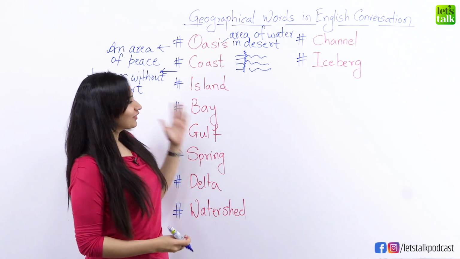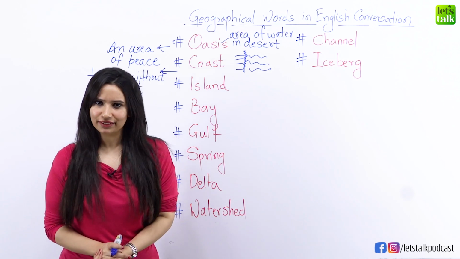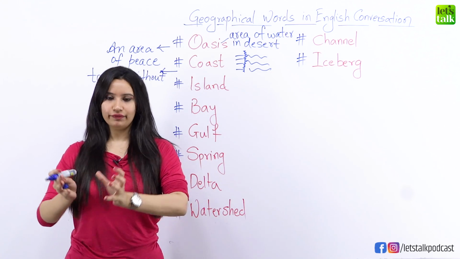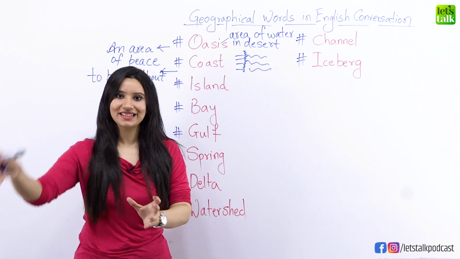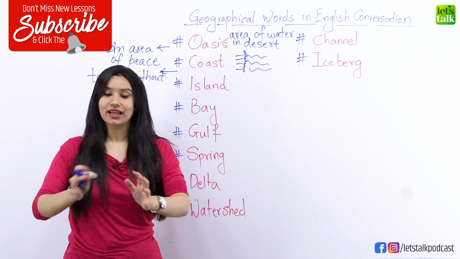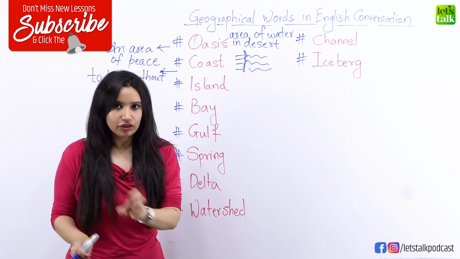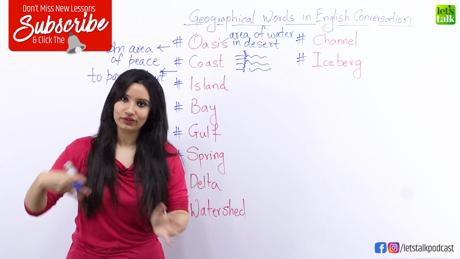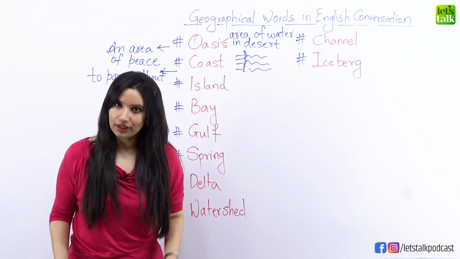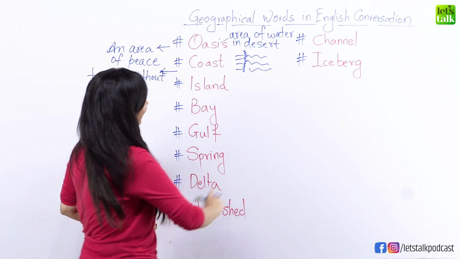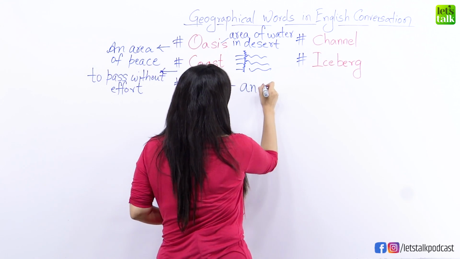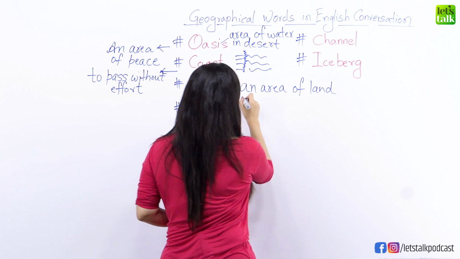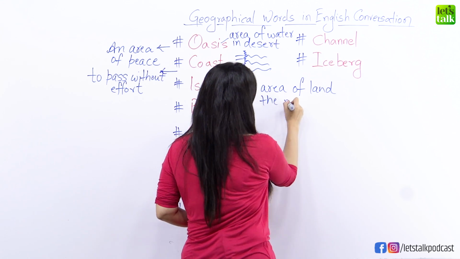Okay, now we look at the third word that we have for the day, and that is an island. So you must have heard this name earlier. An island is an area of land in the midst of the sea. It's a small area of land in the middle of the sea, and it's not connected to any continent or any other part of the land. It's just there in the middle of the sea. And it's very beautiful to be on an island, trust me. So, an area of land in the middle of the sea.